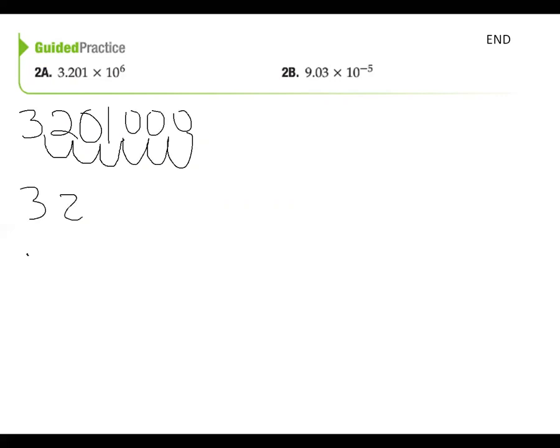Go ahead and pause the video. Okay, we're back. So if I have 3.201 times 10 to the 6th, I start where the decimal is, and I have to move it 6 places to the right. So the first 3 places are going to be taken up by the 2, 0, and the 1, and then I have to do 3 more. So I have to supply the zeros and put in the commas. So it's 3,201,000.